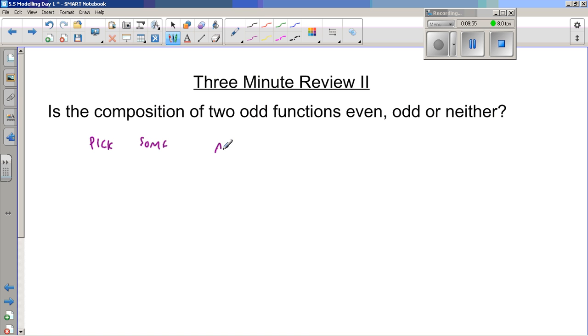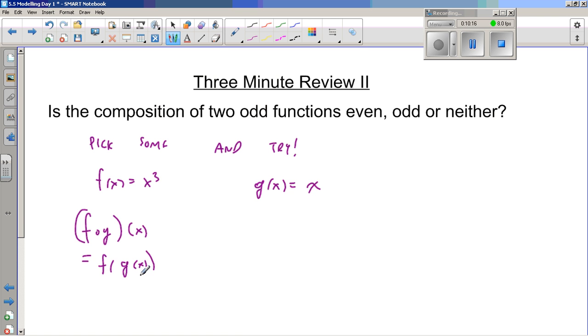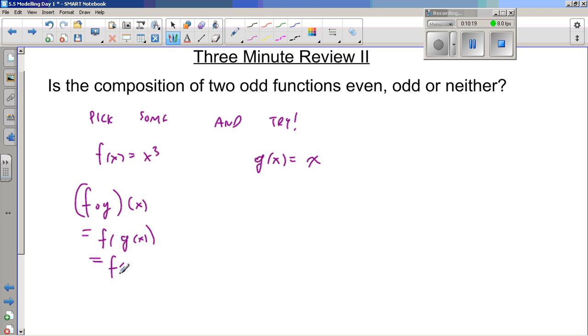What are some odd functions? Maybe we'll try this one. We try and keep it simple, right? That one's an odd function. So is the composition odd? Well, let's see. G is just x, and then I take out the x and put in an x, right? Because the inside function is kind of boring. It is x cubed. Well, is this thing odd?